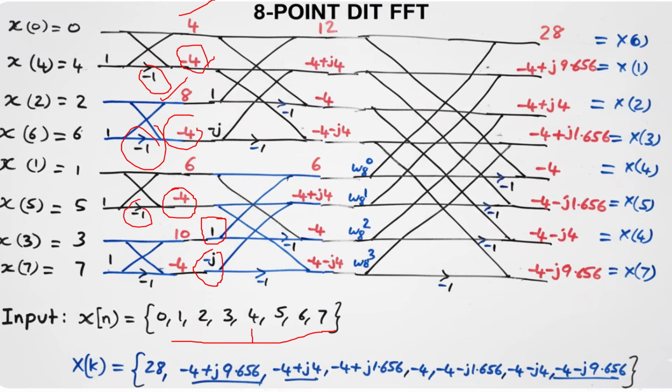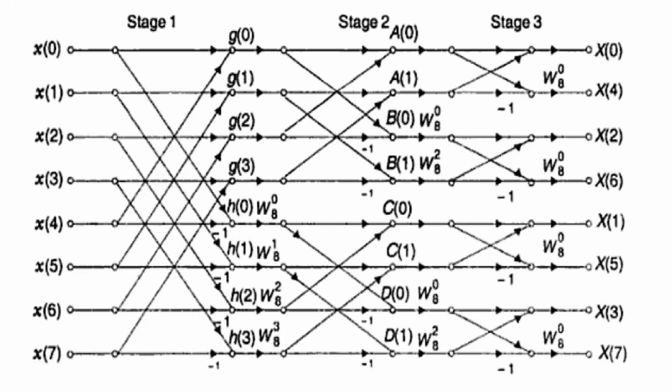So keep on doing these things till the end, you will get the final values of x0 to x7, right? So check it and solve it, right? So we are running quickly. Similarly, we will solve the questions related to the 8-point FFT, right? Decimation in frequency.